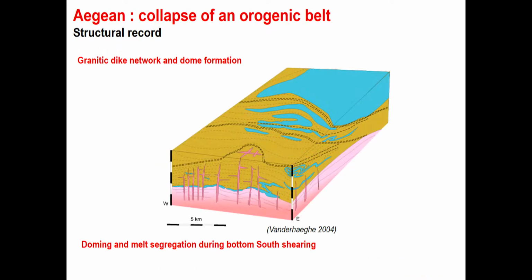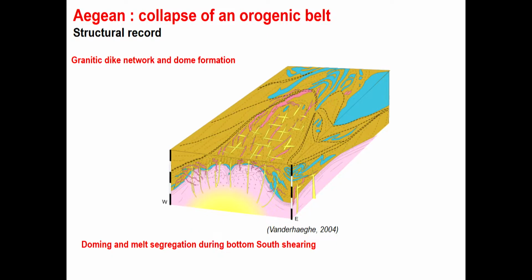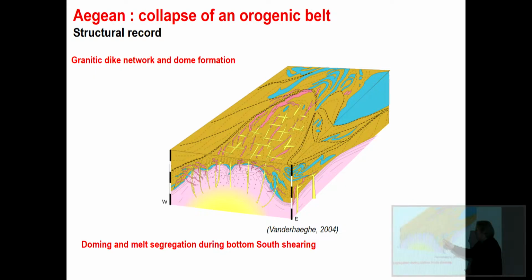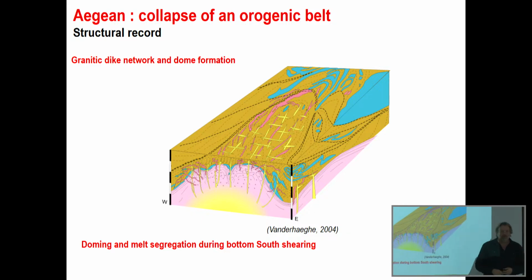So here's a sort of cartoon model that I built. A first generation of dikes rooted in the migmatites that were emplaced before tilting of the foliation, and then after tilting of the foliation, the second generation of dikes, or there are many of them actually, it's not one, two.